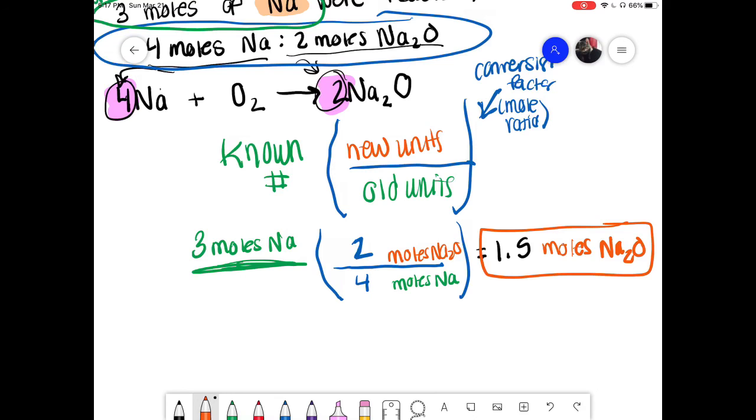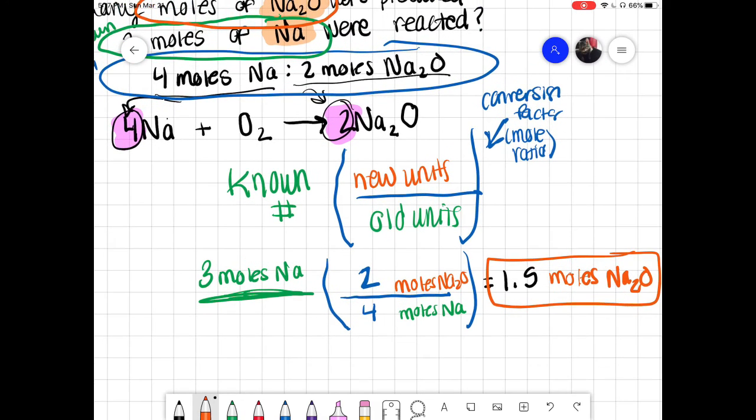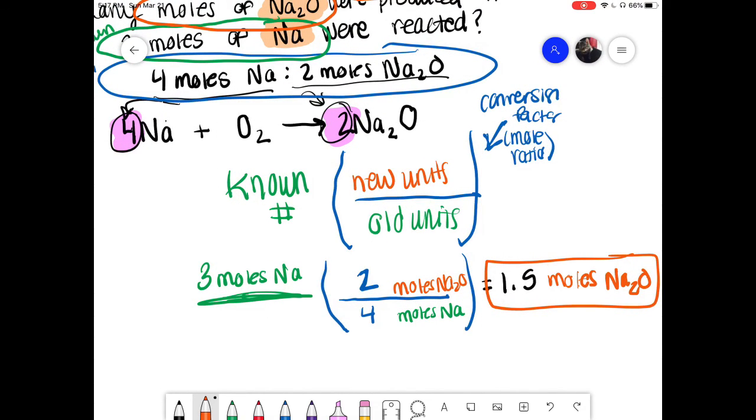Now, does this answer make sense? Well, we know that for every 4 moles of Na, we have 2 moles of Na2O. So we have half the amount of Na2O that we have of Na. If we started with 3 moles of Na and our answer is 1.5 moles of Na2O, that is half of it. So yes, our answer does make sense.